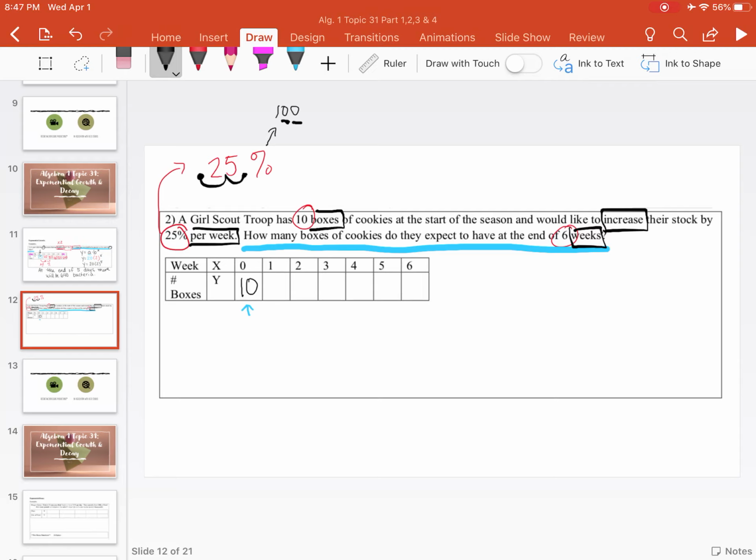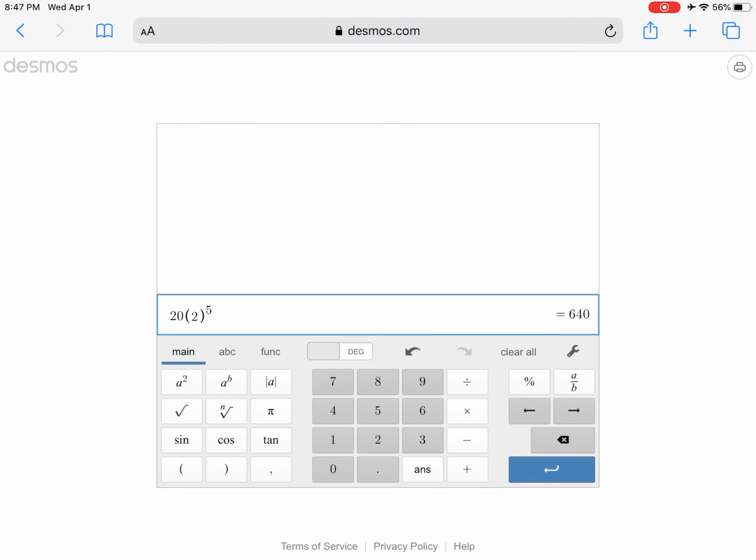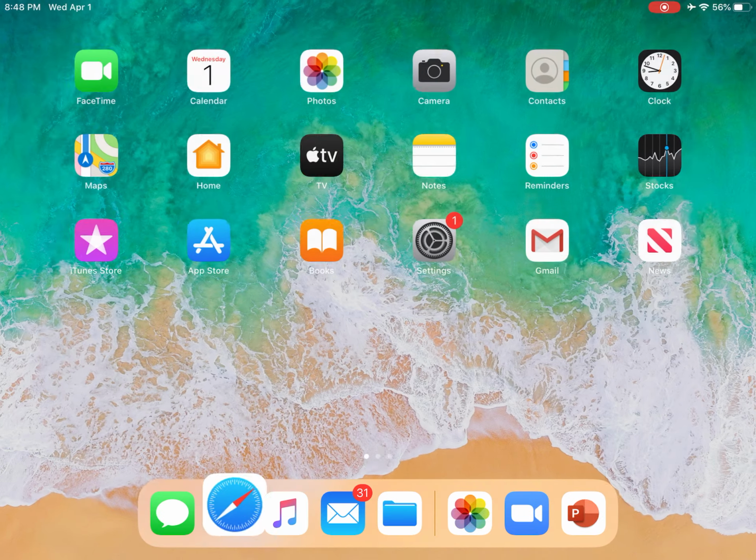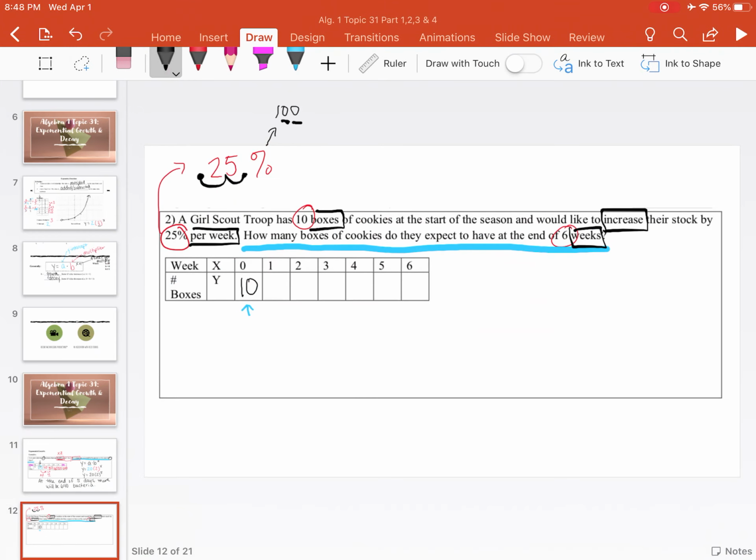Okay, so some people think, are we going to multiply by 0.25? Well, let's try. If we multiply 10 times 0.25, we get 2.5. Wait, but I thought they were supposed to be increasing their stock. This means that they're decreasing their stock. That doesn't make any sense. So we're not going to multiply it by just 0.25.